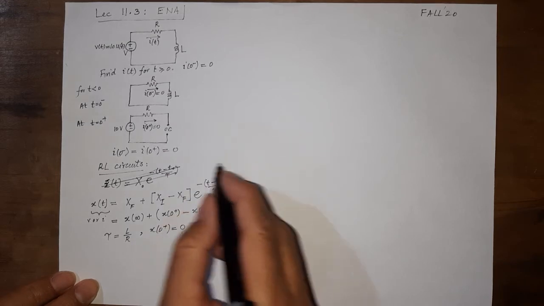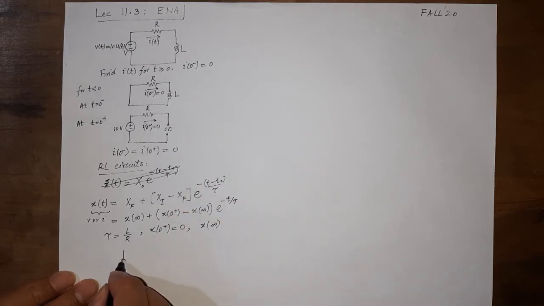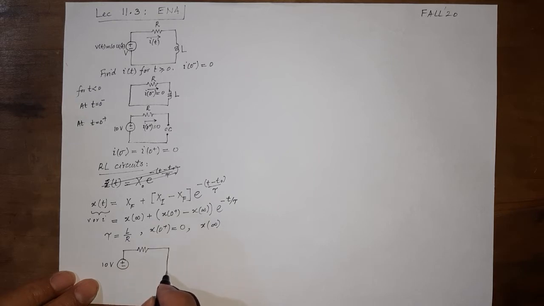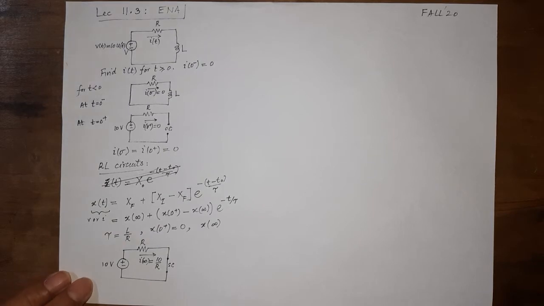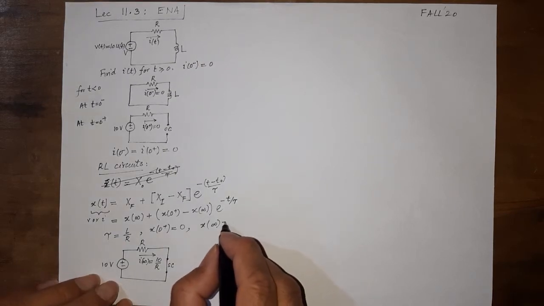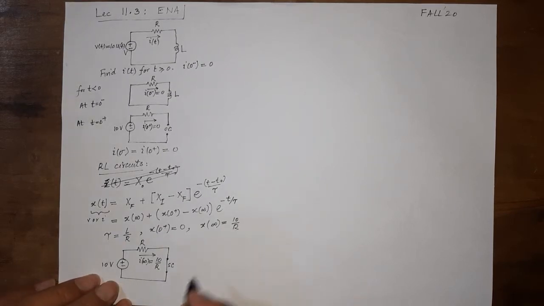So what is going to happen if this source is kept there in the circuit for a very long time? When a DC source is present, an inductor finally starts behaving as a short circuit. So this current ultimately is going to be equal to 10 over R. So this is 10 over R.